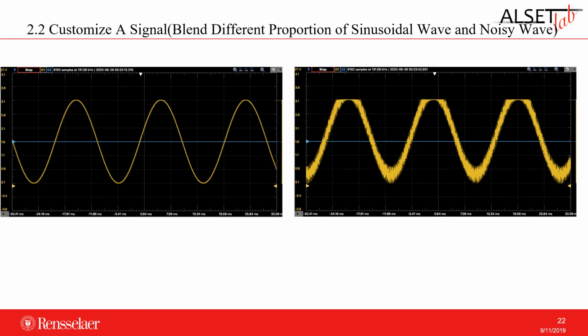So the second task we need to perform with the Waveform SDK is to blend different proportions of sinusoidal wave and noisy wave. Since we're going to test the noise sensitivity of our CNN model, we use different data acquisition methods. The figure on the left shows a signal customized by our code with small noise, and the figure on the right shows a signal with large noise.